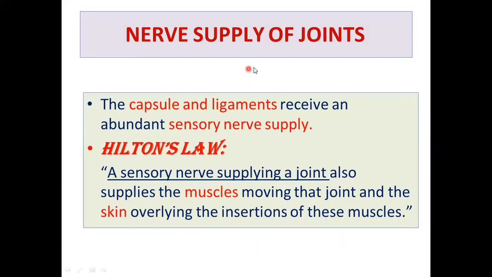Now, what is the nerve supply of the joints? The capsule and ligaments receive an abundant sensory nerve supply. Hilton's law states that a sensory nerve supplying a joint also supplies the muscles moving the joint, and the skin overlying the insertions of these muscles. What does Hilton's law state? It states that a sensory nerve supplying a joint also supplies the muscle moving the joint, and the skin overlying the insertions of these muscles.